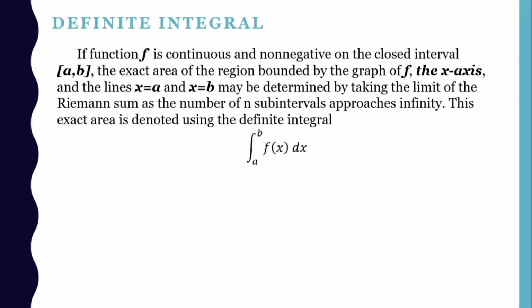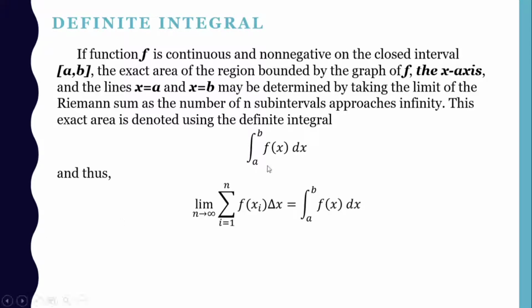This is the symbol for the definite integral. This is the integral of f of x dx from a to b. And therefore, since the definite integral is equal to the limit of the Riemann sum, this one is the Riemann sum that we had earlier.